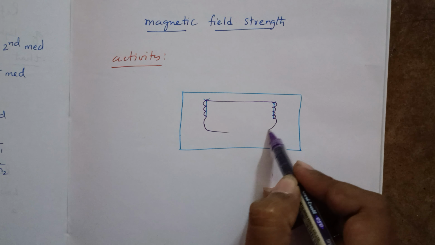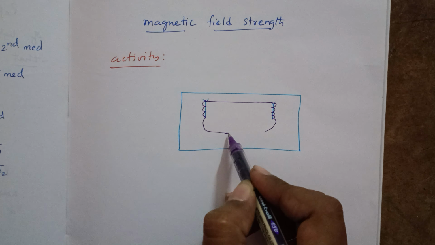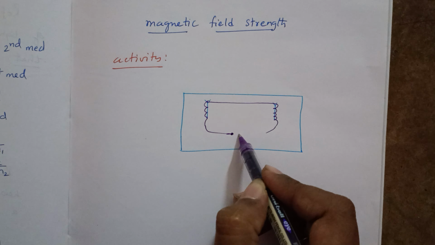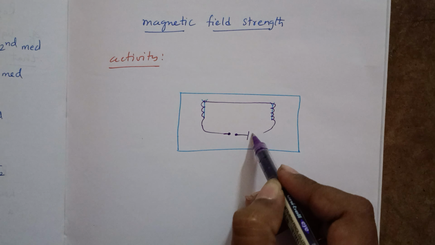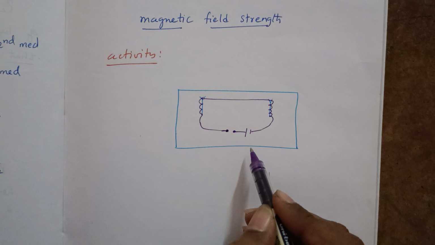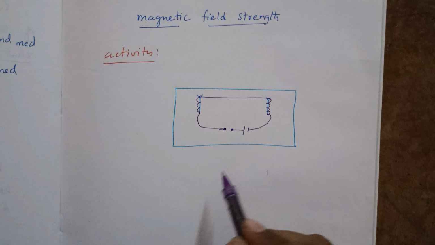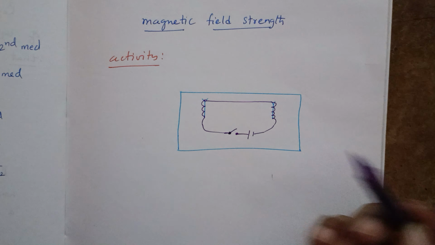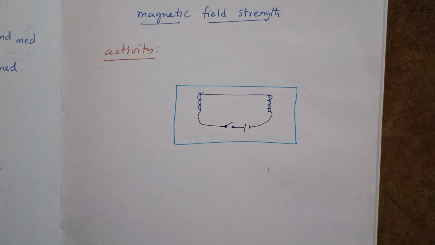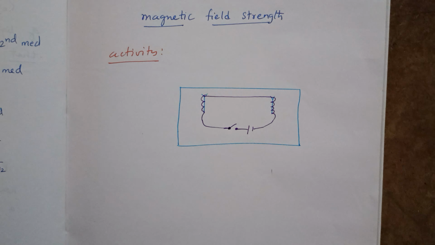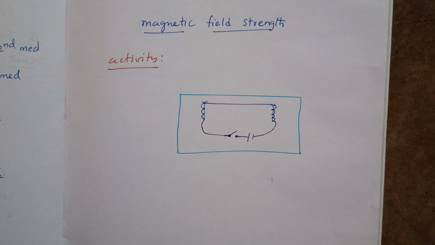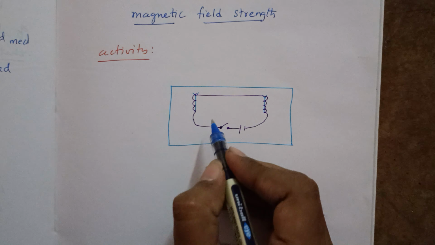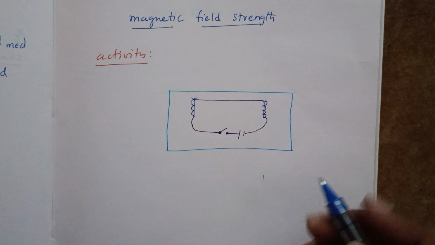And this wire is connected to a switch and a battery, either 9 volts or 3 volts. Whenever we switch on, current flows through the wire. Electricity will flow through the wire.